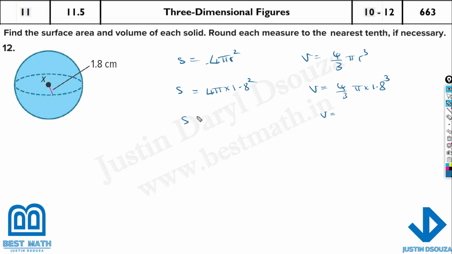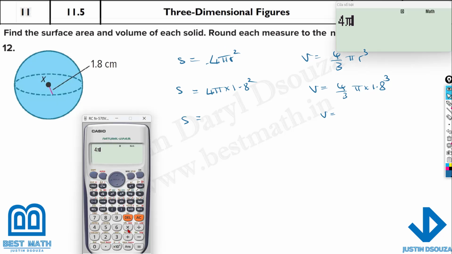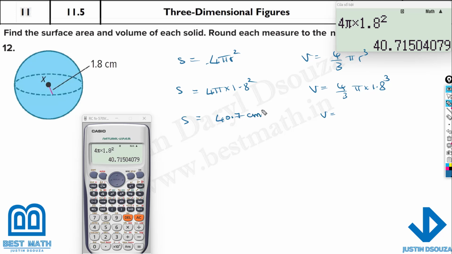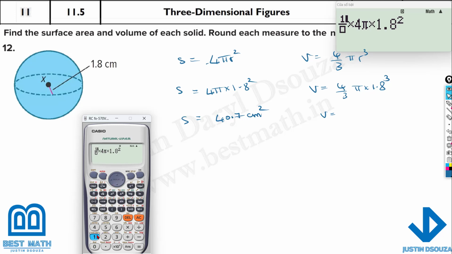And you just put it in the calculator, you will get the answer here. 4 pi is by shift and into 10 power symbol multiplied by 1.8 squared. The answer is to the nearest tenth 40.7, and it'll be centimeter square because the radius is given in terms of centimeter. Now this one here will be just 4 divided by, or you can just write 1 by 3. I'm just going to write 1 divided by 3. That's the extra term. And don't forget to make this power 3. It's very easy to remember that formula. And here we go. The answer is 24.4 here.